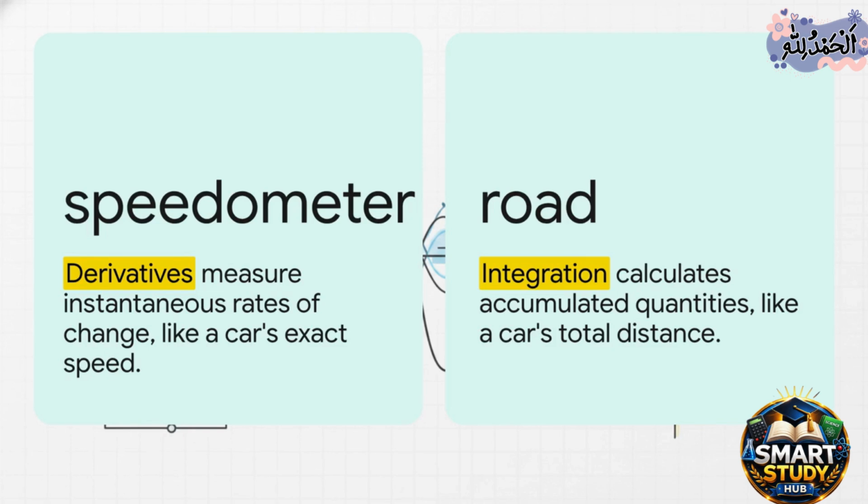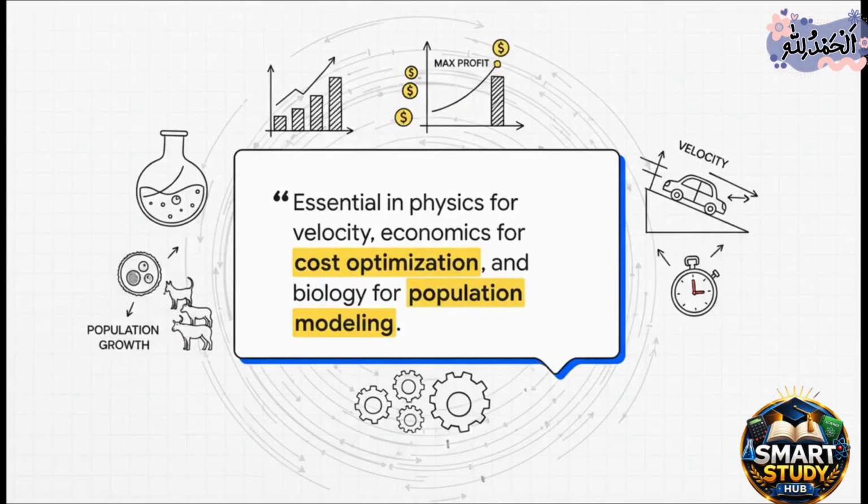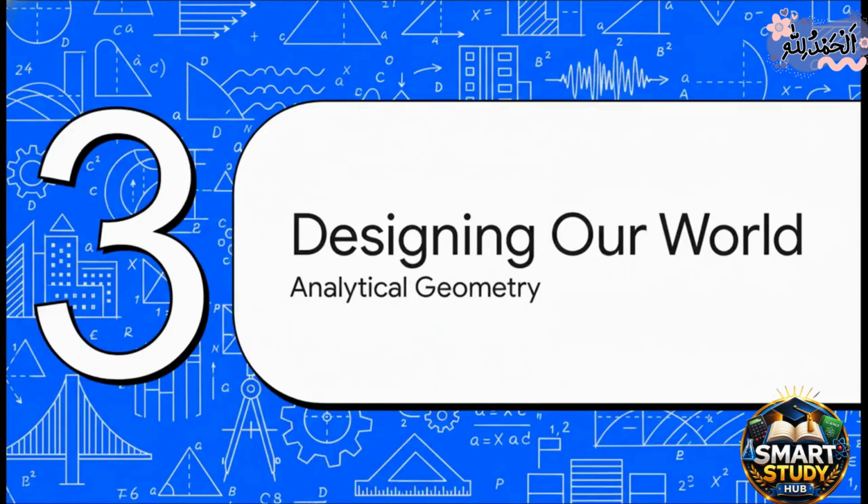Then on the other hand, you have integration. That's more like the odometer. It tells you how much of something has added up over time, like the total distance you've driven. And this is why calculus is such a game changer. An economist can use it to pinpoint the exact moment of maximum profit. A biologist can model the precise speed of population growth. It's the mathematics of a world in constant motion. So we can model relationships, we can analyze change.